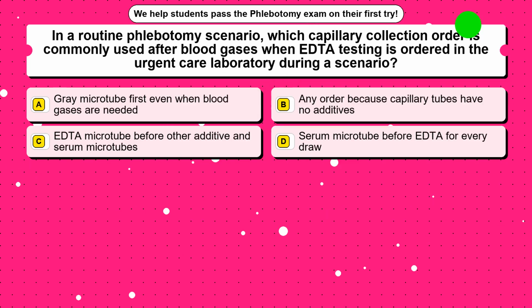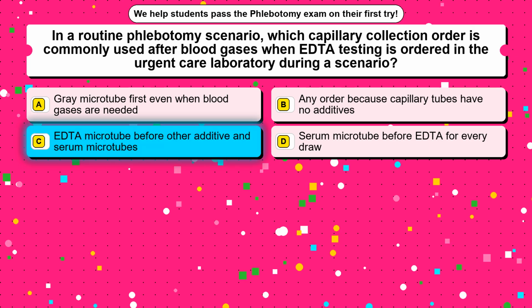Question 51. In a routine phlebotomy scenario, which capillary collection order is commonly used after blood gases when EDTA testing is ordered in the urgent care laboratory during a scenario? Option A. Gray microtube first even when blood gases are needed. Option B. Any order because capillary tubes have no additives. Option C. EDTA microtube before other additive and serum microtubes. Option D. Serum microtube before EDTA for every draw.